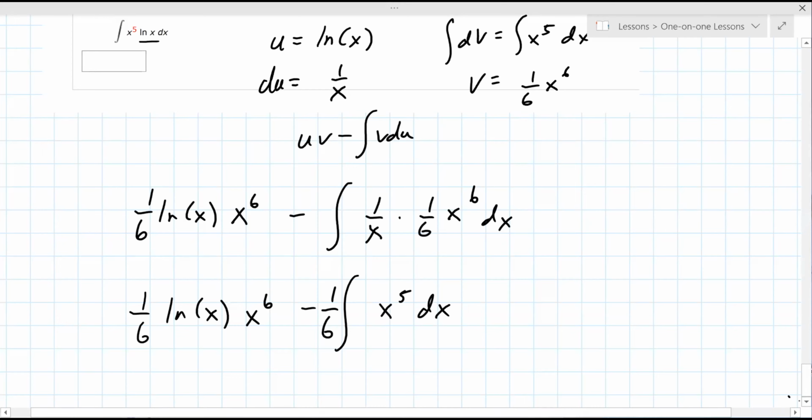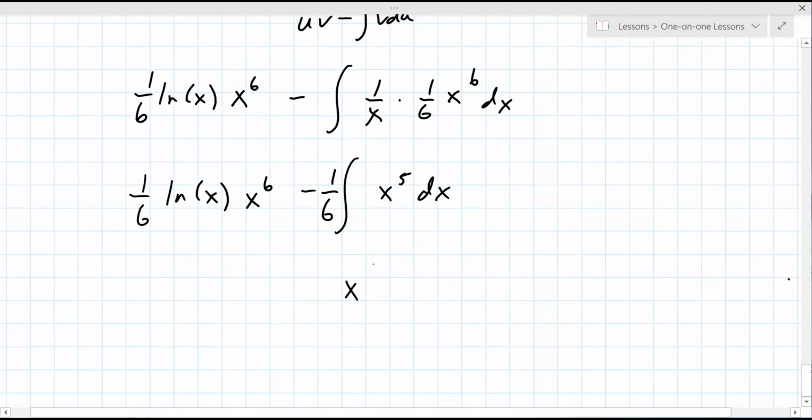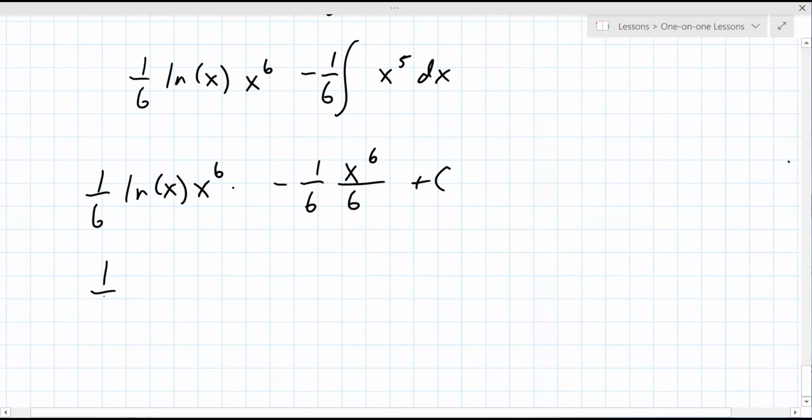And then you integrate this, you end up getting x to the 6th over 6, but you've got this 1/6 out in front. So you multiply the 1/6, and you get 1/6 natural log of x to the 6th minus x to the 6th over 36 plus c.